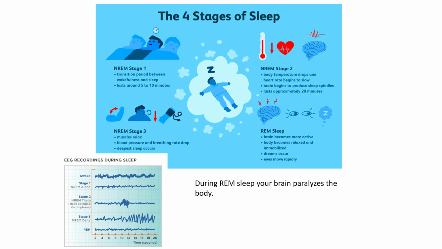Stage 2 non-REM sleep is a period of light sleep before you enter the deeper sleep. Your heartbeat and breathing slow, muscles relax even further, your body temperature drops significantly, and your eye movements stop. Okay? You spend more of your repeated sleep cycles in stage 2 sleep than any other sleep stage.